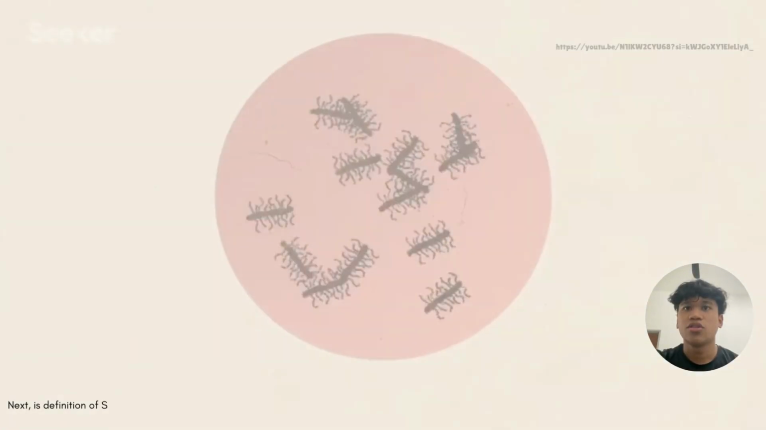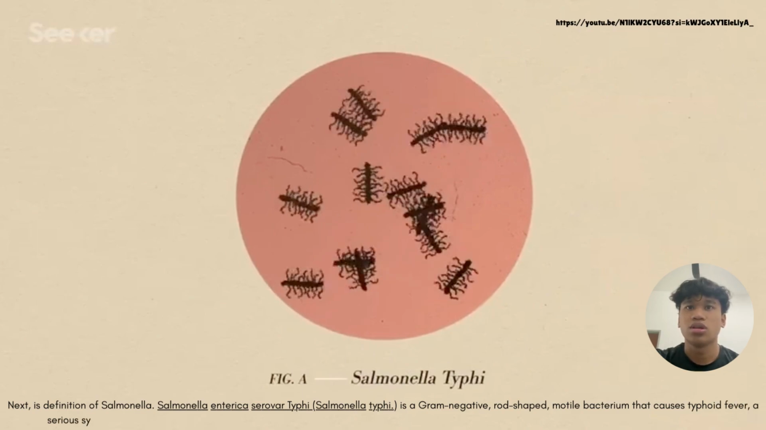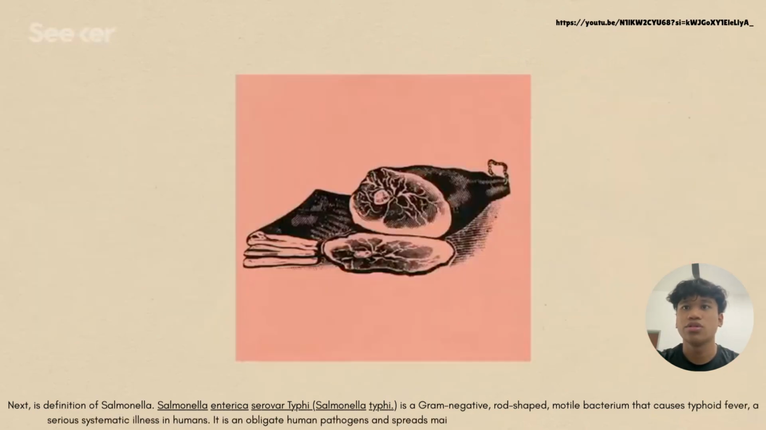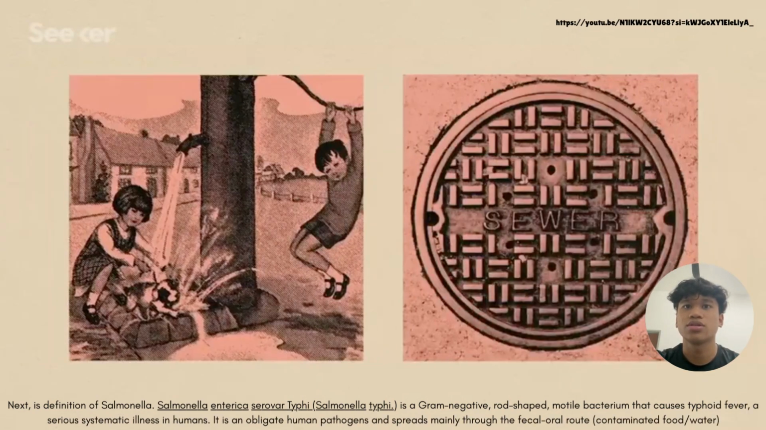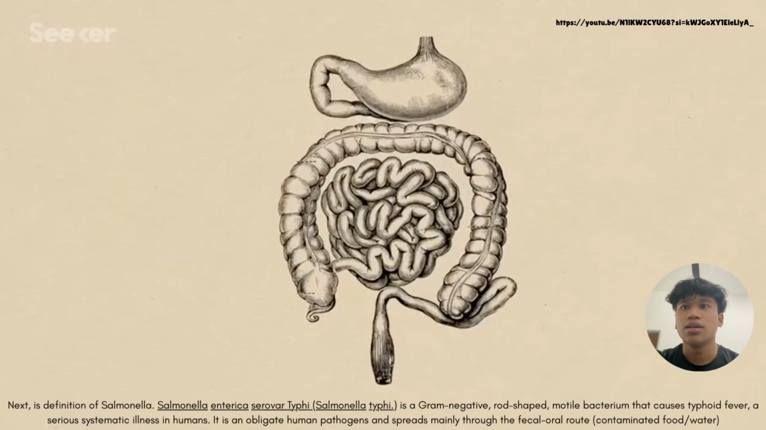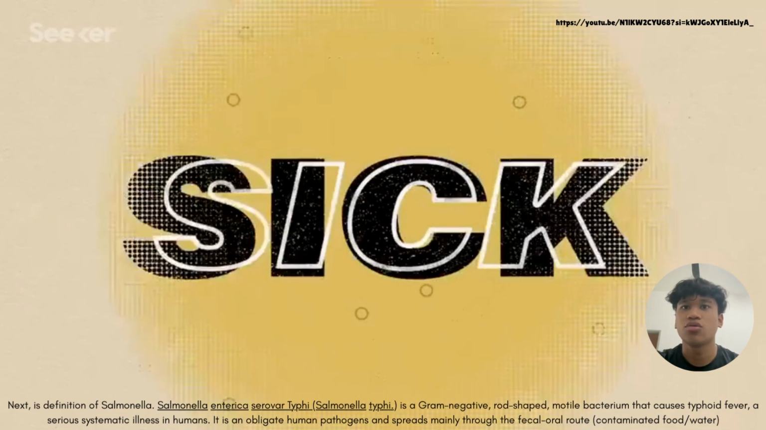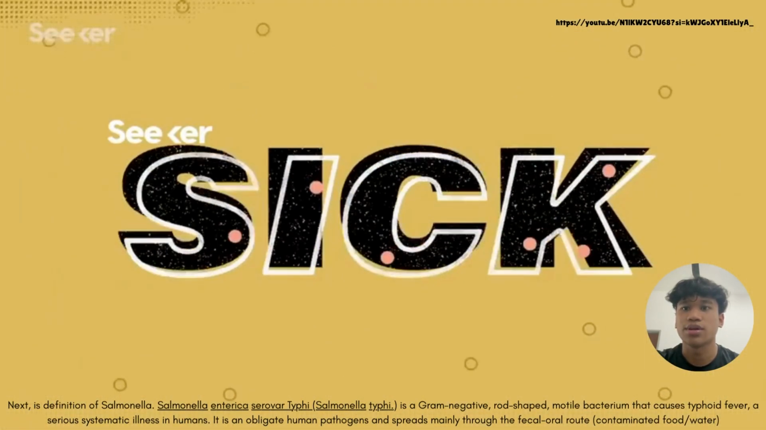Next is the definition of Salmonella. Salmonella enterica serovar Typhi. Salmonella typhi is a gram-negative, rod-shaped, motile bacterium that causes typhoid fever, a serious systemic illness in humans. It is an obligate human pathogen, and spreads mainly through the fecal-oral route, contaminated food and water.